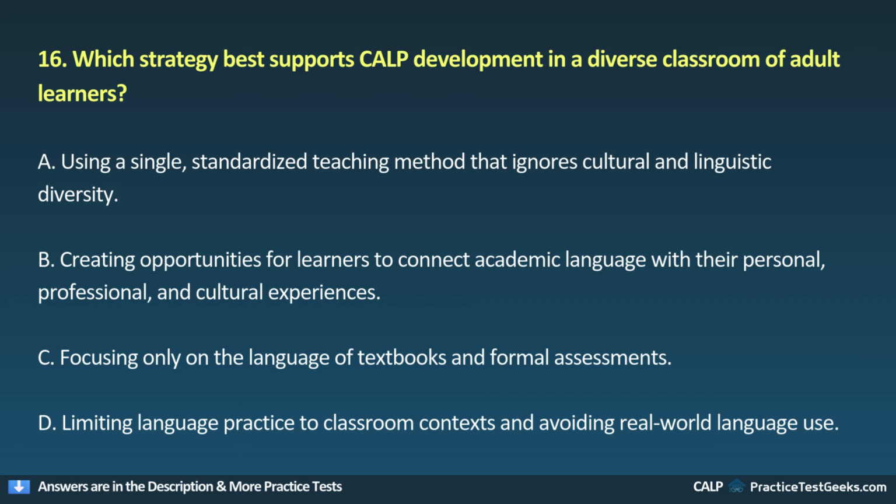16. Which strategy best supports CALP development in a diverse classroom of adult learners? A. Using a single, standardized teaching method that ignores cultural and linguistic diversity. B. Creating opportunities for learners to connect academic language with their personal, professional, and cultural experiences. C. Focusing only on the language of textbooks and formal assessments. D. Limiting language practice to classroom contexts and avoiding real-world language use.